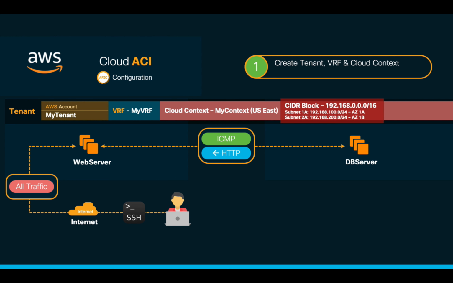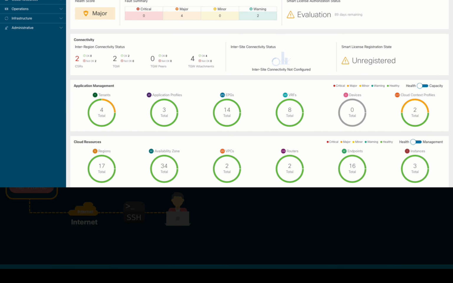192.168.0.0/16 as our main CIDR block, and we will be creating 2 subnets from it, .100 for availability zone 1A, and .200, which will be associated to availability zone 1B. And finally, we will choose Transit Gateway as the connectivity method for this VRF's cloud context. Are you ready? Let's jump into Cloud APIC then.